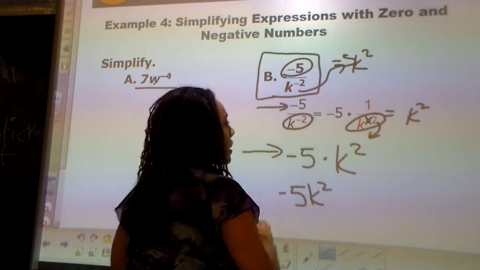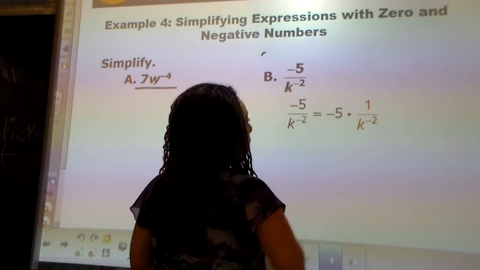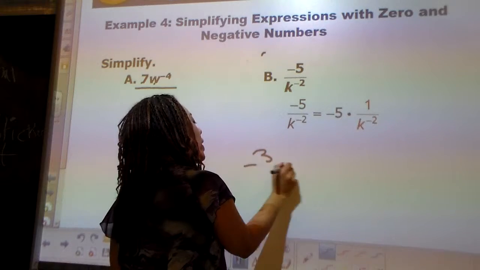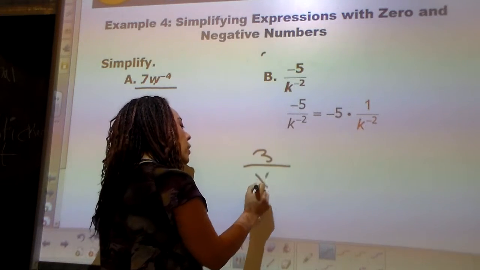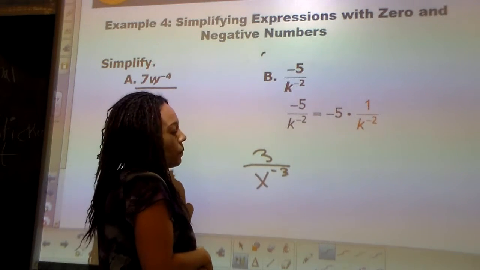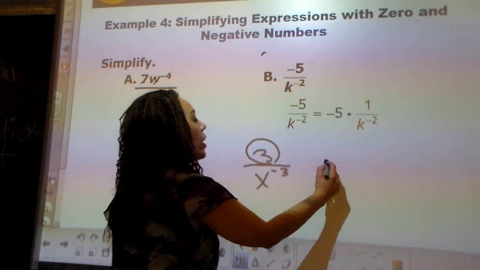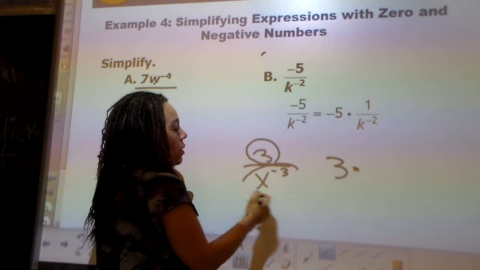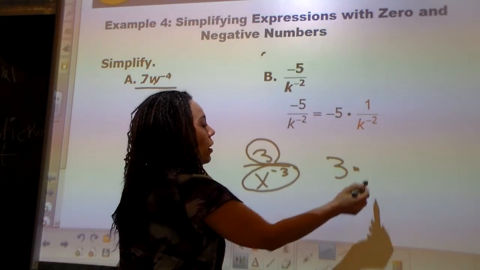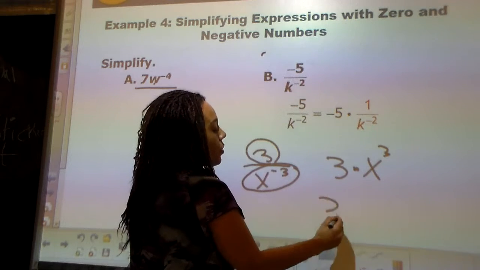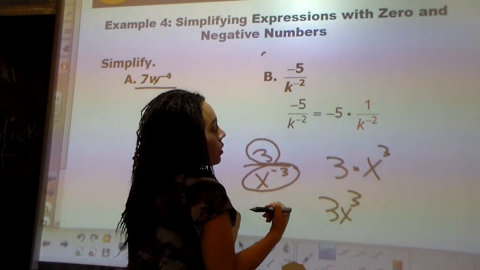So if you needed an example, anytime you see it like that, for an example, if I had 3 over x to the negative 3 power, I can use that exact same rule. I can take the 3 times, take the exponent out of here, and now it's no longer in a denominator, x to the 3rd power, 3x to the 3rd.